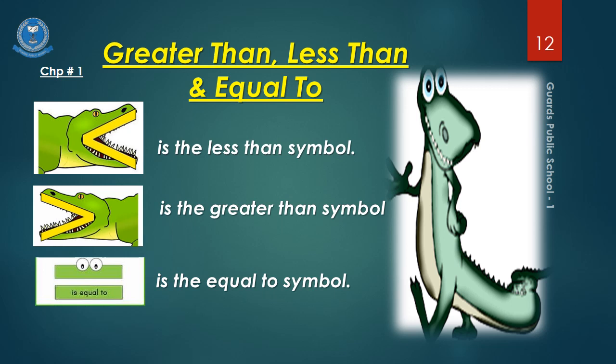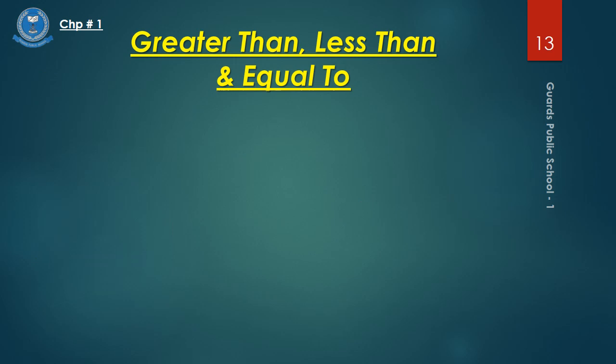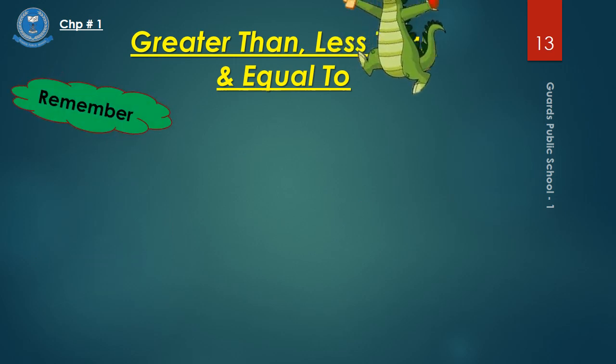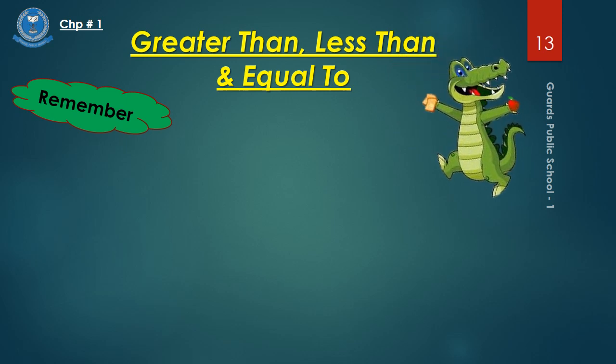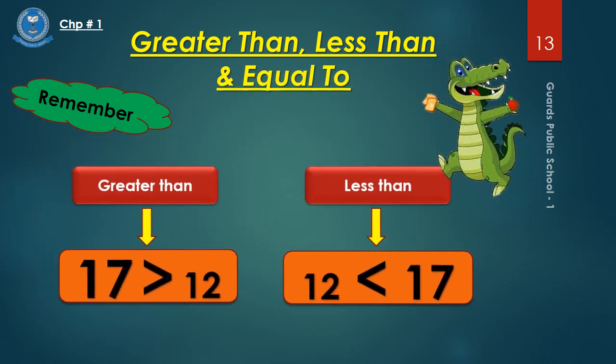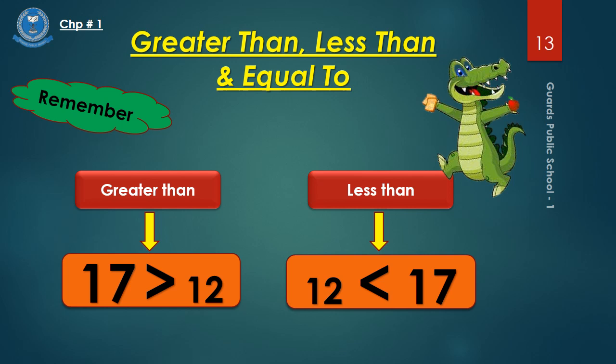These symbols are comparison symbols. In the previous class 1, you already learned how to compare numbers. Let's review that today. Remember, for the greater than and less than symbols, the wide open mouth is like a hungry crocodile that always wants to eat the larger number.